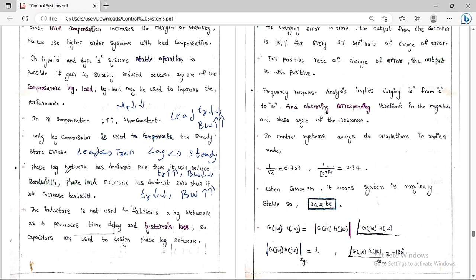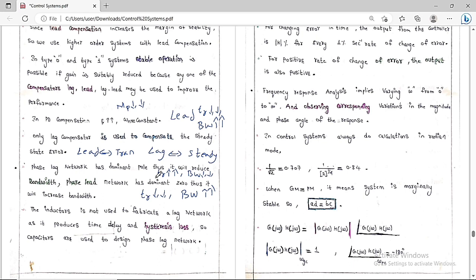Whereas the phase lag network has a dominant pole and insignificant zero. Because of this, what is going to happen? It is going to improve only the steady state response, but degrade the transient response, meaning the rise time increases, so bandwidth decreases. Finally, in the case of the phase lead network the bandwidth increases, whereas in the case of the phase lag network the bandwidth will decrease. You can see this point clearly from this picture.